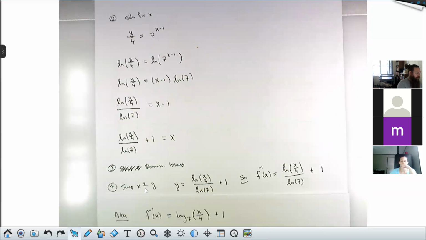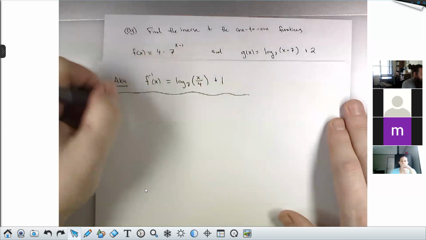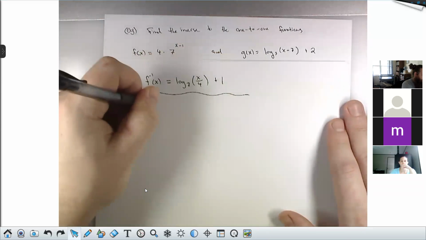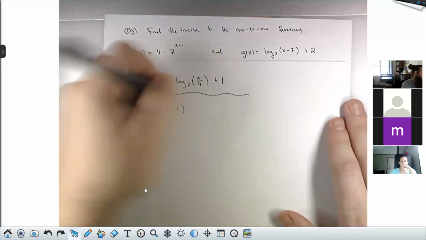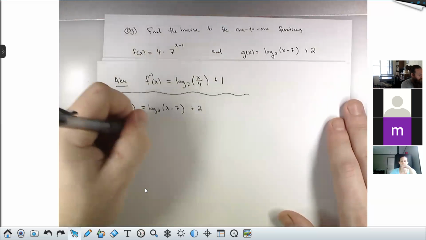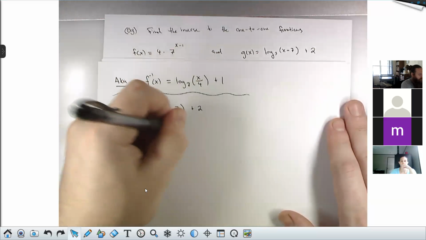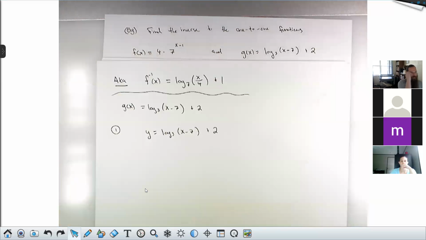All right, then I'm going to go ahead and run through this other one. And we want to find the inverse of g of x. And g of x is the base 3 log of x minus 7 plus 2. So my first step here is to write y equals base 3 log of x minus 7 plus 2. What's my next move?